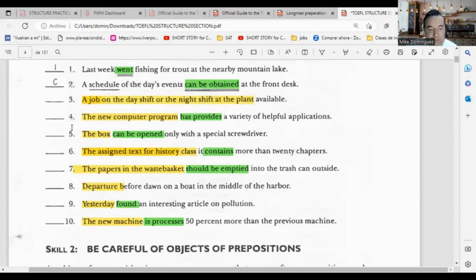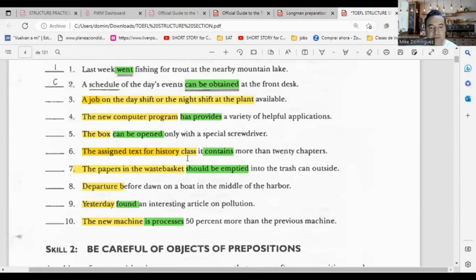What about number 4? Correct or incorrect? Incorrect. Has provide. It doesn't need a double verb. It provides, or you can use present perfect, but in that case the verb is incorrect as well because it should be provided. So in any of the cases, the incorrect part is the verb. Yes. Okay. Number 5. Correct or incorrect? Correct. Yes, it's correct. Very good. Number 6.